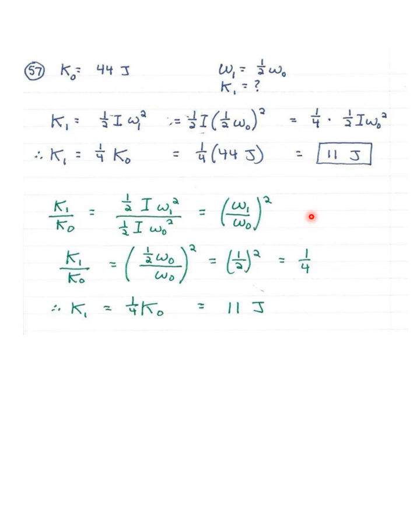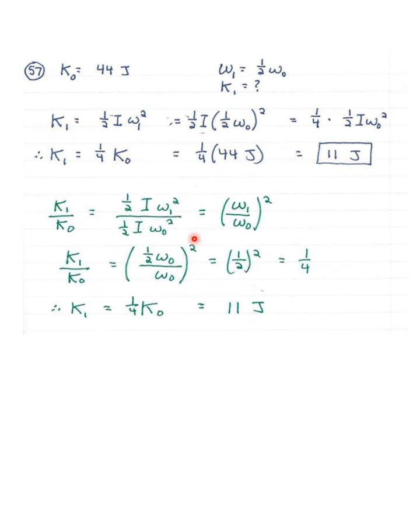We can set up a ratio. Sometimes when you have quantities that are changing, a useful thing to do to see how another quantity changes is set up a ratio. So we are given the original kinetic energy. We want to find the final kinetic energy. Set them up as a ratio, K1 over K0. In the numerator, we'll do K1, so that's 1/2 I omega 1 squared. In the denominator, we'll do the original K0, 1/2 I omega naught squared.